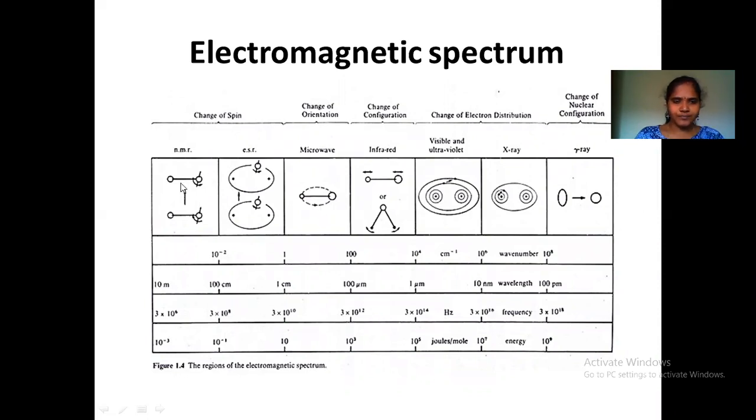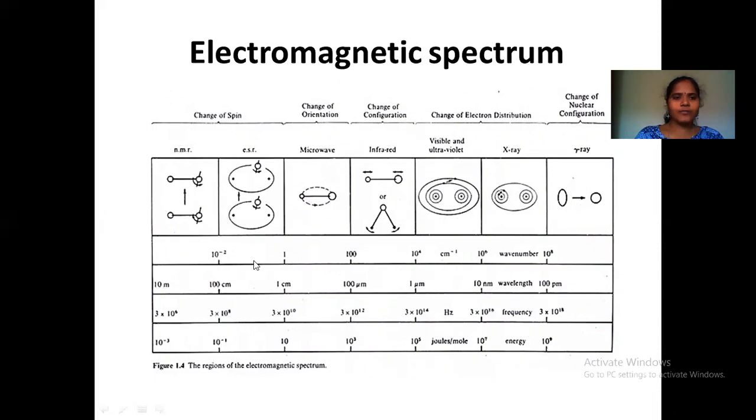Let's start with the radio frequency radiation. The radio frequency radiation has very least energy, which is ranging from 10 power minus 3 to 10 joules per mole. And its frequency varies from 3 into 10 power 6 to 3 into 10 power 10. And its wavelength is 10 meters to 1 centimeter. And the wave number is 10 power minus 2 to 1.